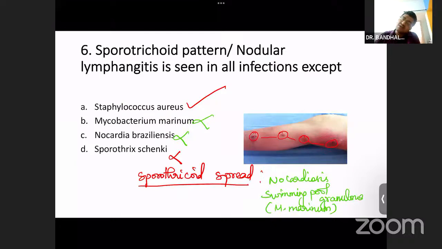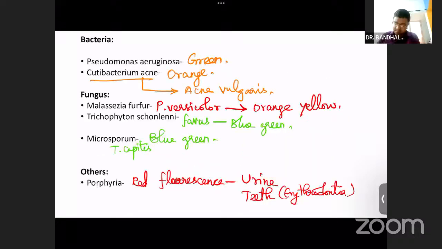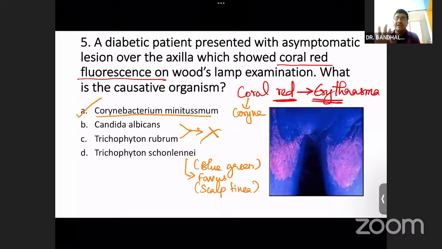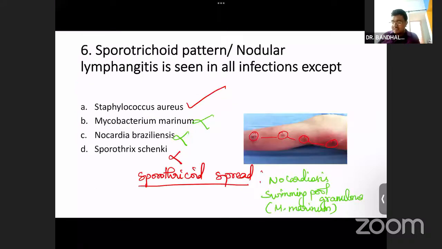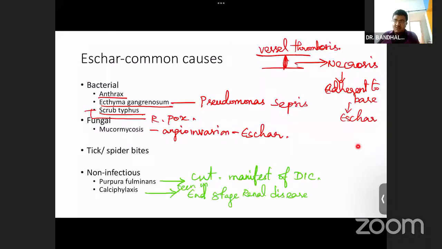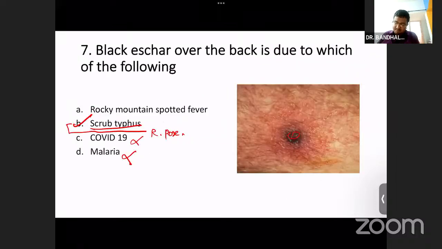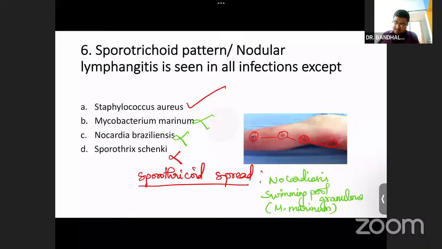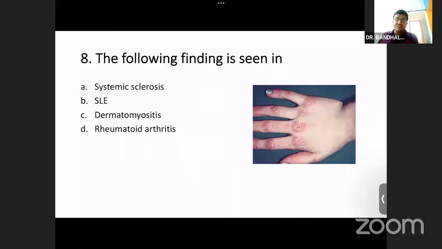One option was Corynebacterium minutissimum and sporotrichoid spread. Corynebacterium minutissimum will cause erythrasma, an erythematous hyperpigmented patch. It doesn't cause any nodules or papules. The morphology is mainly a patch with coral red fluorescence. Okay, I hope you have understood your queries. Now we'll move on to the next question.